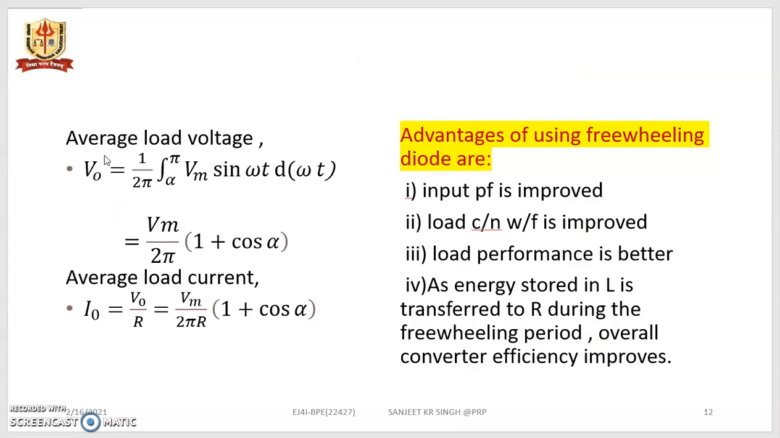Output voltage can be given as Vm by 2 pi (1 plus cos alpha) as in the case of resistive load, and average load current is Vm by 2 pi R (1 plus cos alpha). So what is the advantage of the freewheeling diode here? Input power factor is improved, load current waveform is improved, and load performance is better as energy flows from source to load only, not from load to source. As the energy stored in the inductor is transferred to the resistor during the freewheeling period, overall converter efficiency improves.